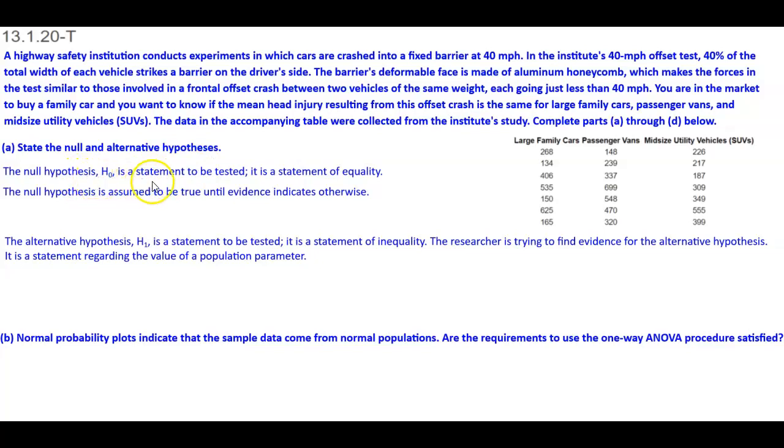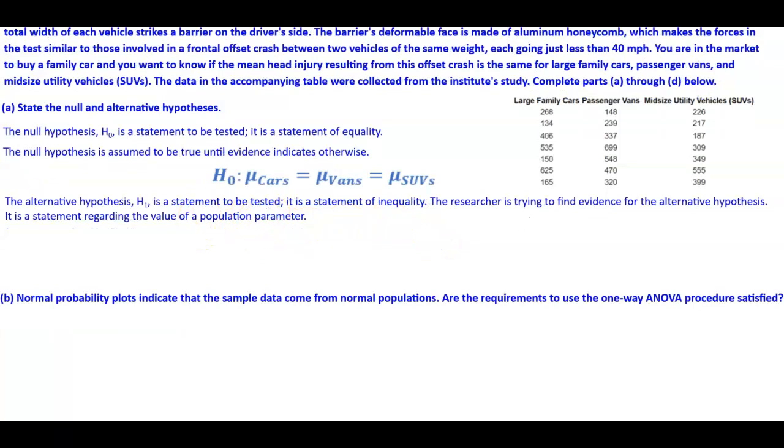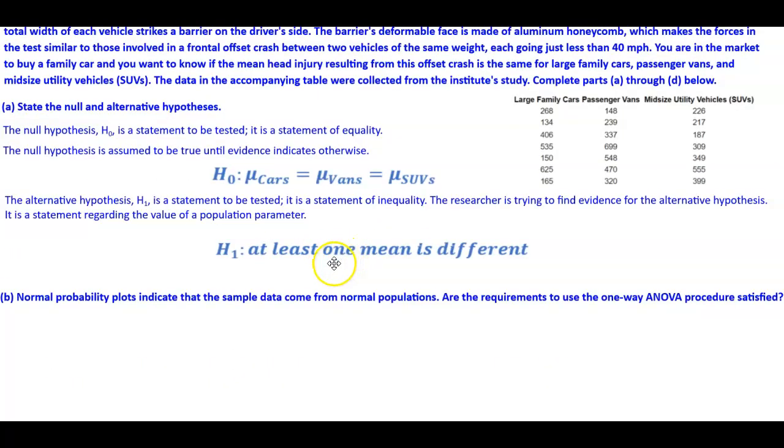Remember, the null hypothesis is the statement to be tested. It is a statement of equality. The null hypothesis is assumed to be true until evidence indicates otherwise. So the null is going to be the mean of the cars is equal to the mean of the vans, which is equal to the mean of the SUVs. Now, the alternative hypothesis is a statement to be tested. It is a statement of inequality. The researcher is trying to find evidence for the alternative hypothesis and is a statement regarding the value of a population parameter. In this case, we can say that the alternative hypothesis is at least one mean is different from the others.